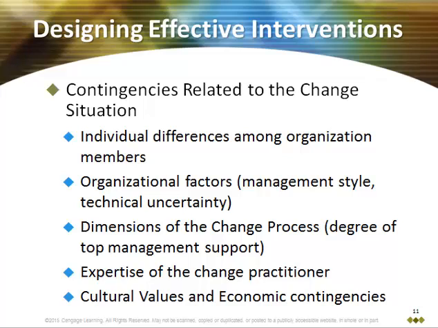So there's a number of things that have to be in place for an intervention, whatever it is that you do. If BlackBerry needs to change the direction, if BlackBerry needs to reorganize, all of these things that you see here have something to do. They're contingent and they relate to the change situation. Individual differences: if half of BlackBerry says, well, we shouldn't change, and the other half says, yes, we should, well, that's not going to work very well. Management style, technical uncertainty. Well, we don't have the technical know-how to keep up with iPhone. Dimensions of the change process, how much the top management is in support of a change or not.